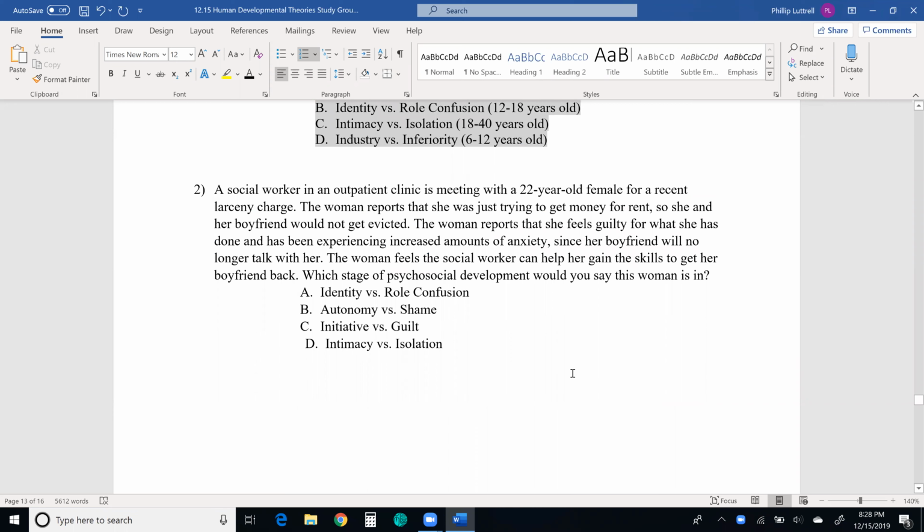Question 2. A social worker in an outpatient clinic is meeting with a 22-year-old female for a recent larceny charge. The woman reports that she was just trying to get money for rent so she and her boyfriend would not get evicted. The woman reports that she feels guilty for what she has done and has been experiencing increased anxiety since her boyfriend will no longer talk with her. The woman feels the social worker can help her gain the skills to get her boyfriend back. Which stage of psychosocial development would you say this woman is in? A, identity versus role confusion. B, autonomy versus shame. C, initiative versus guilt. D, intimacy versus isolation. And when you have your answer, type the word steal in the chat.